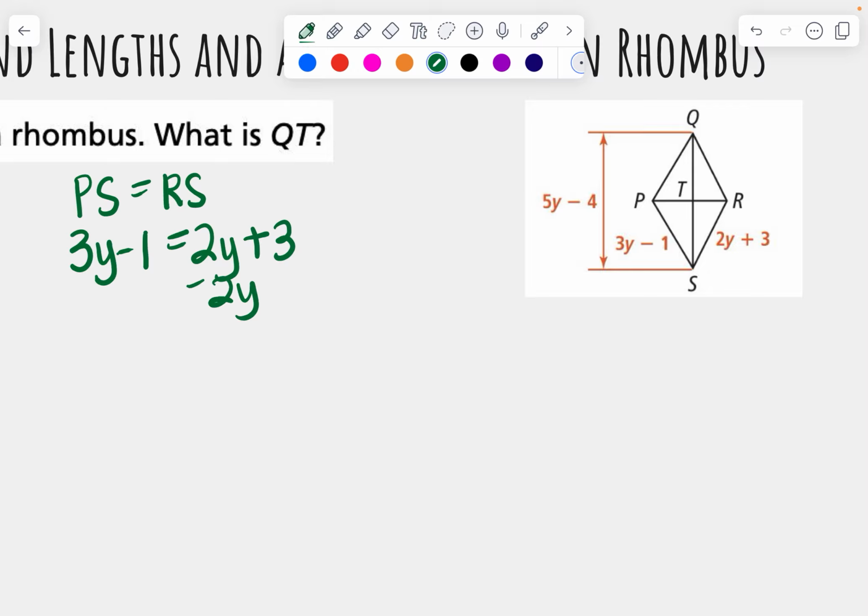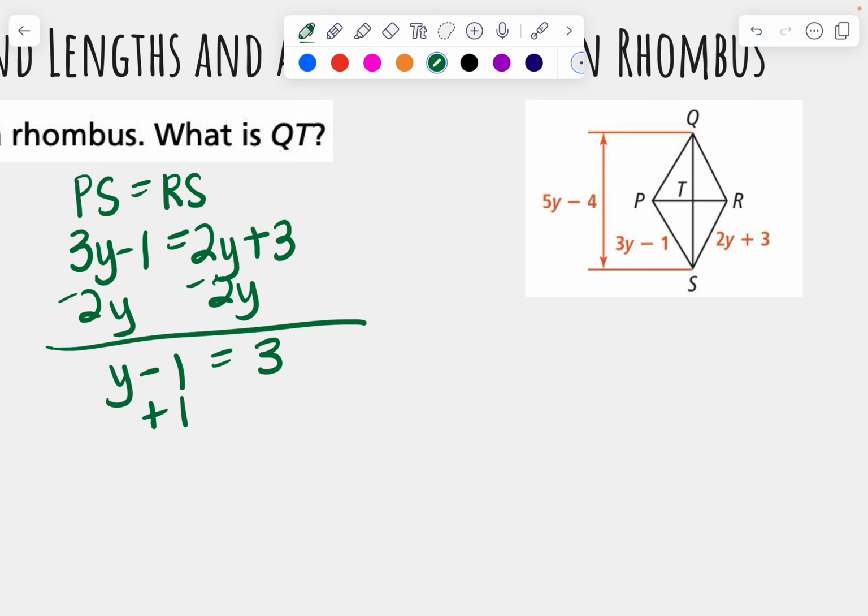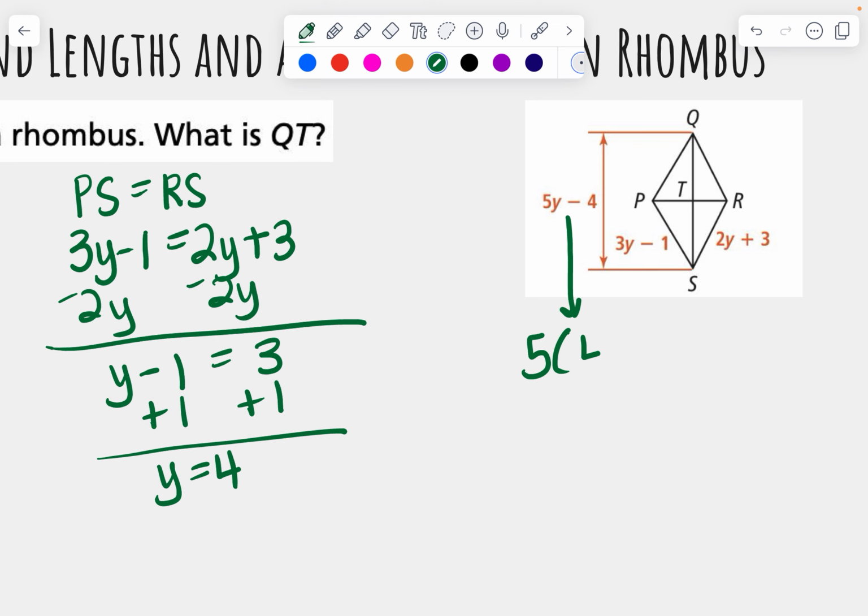Solving this one, I'll take 2y from both sides. y take away 1 is 3. Add 1 to both sides, and we get y is 4. So now I can find the length of the whole diagonal. 5 times 4 take away 4 gives me 16. So I know, again, that my whole diagonal here is 16.